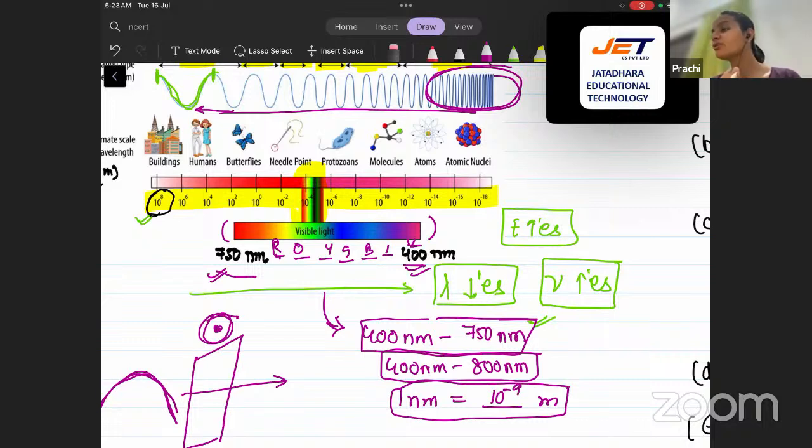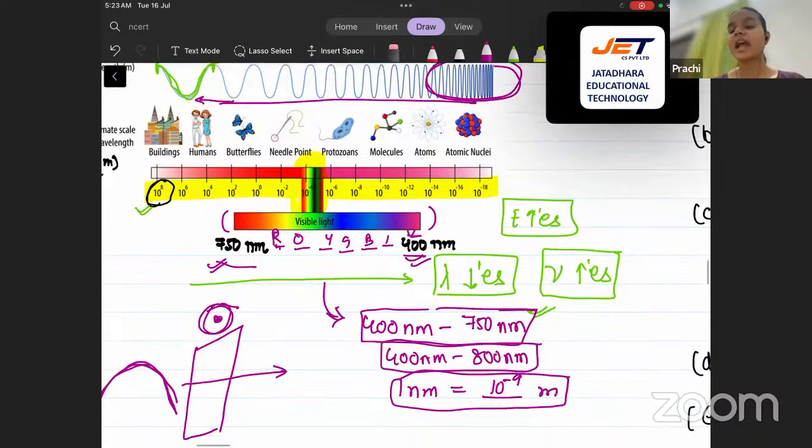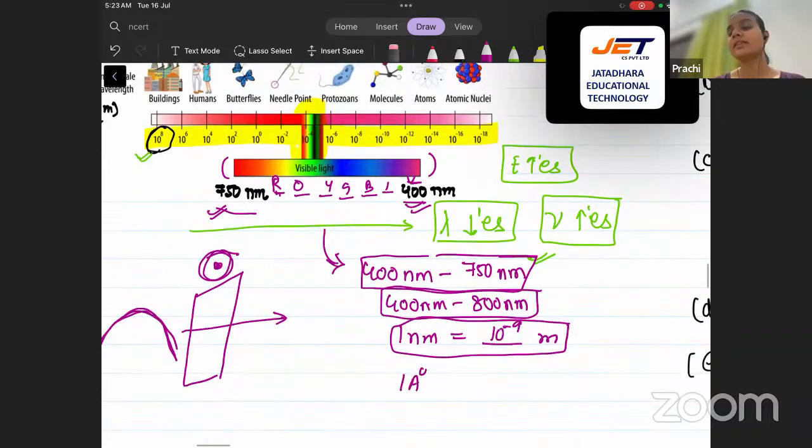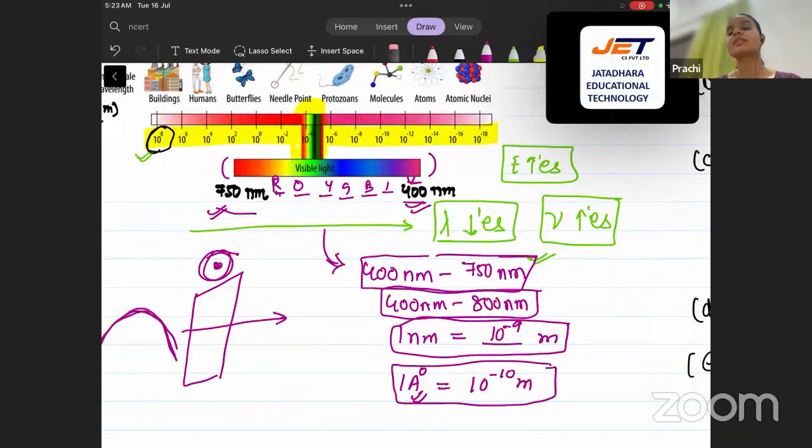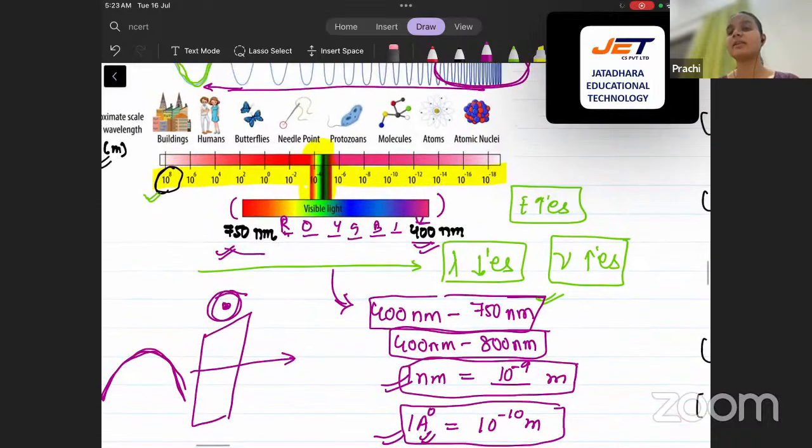So Bhavna, you wrote it right, but it has to be the other way around. You have to put it as 1 nanometer is equal to 10 raised to the power minus 9 meter, whereas 1 angstrom, this is how you write for angstrom. So 1 angstrom is equal to 10 raised to the power minus 10 meter. So the unit conversions are very important.